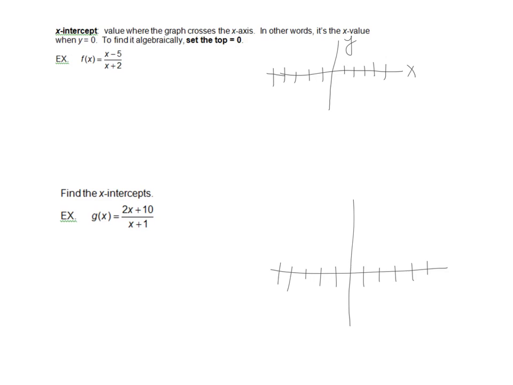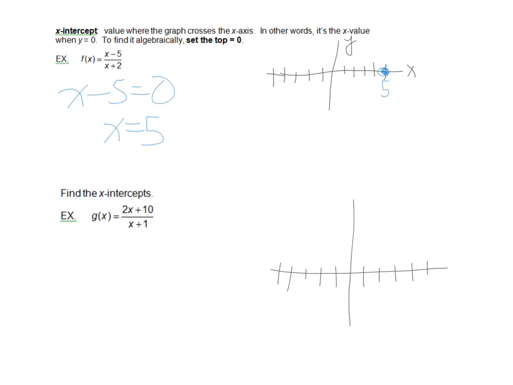So let's start with x-intercepts. An x-intercept is the value where the graph crosses the x-axis. In other words, it's the x value when y equals 0. To find it algebraically, set the top of your fraction, the numerator, equal to 0. So x minus 5 equals 0, and solve that, add 5 to both sides, x equals 5. So our x-intercept is at 5. What that looks like on the graph is you go to 5 on the x-axis and just put a dot.